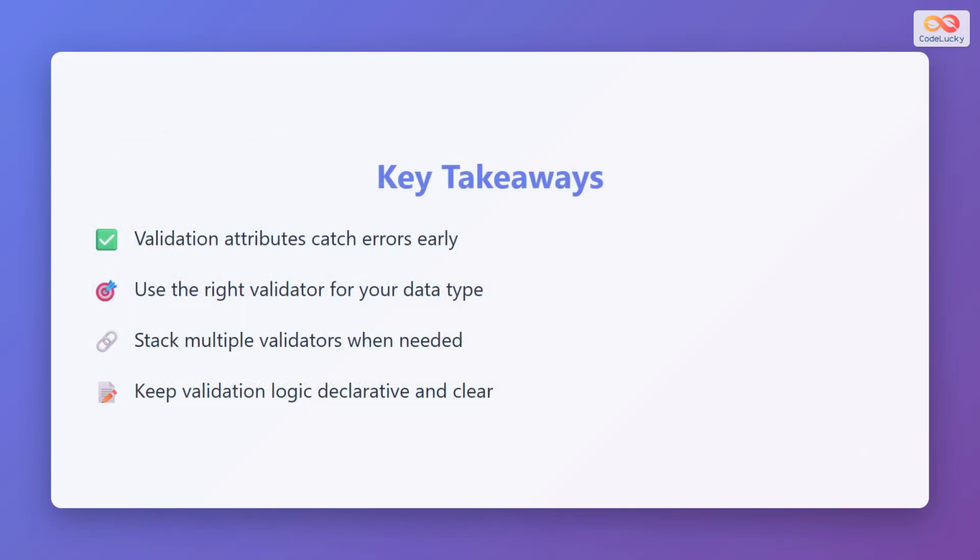Let's review the key concepts about parameter validation. First, validation attributes catch errors early, before your function logic executes, making your code more reliable and easier to debug. Second, choose the right validator for your data type and requirements, whether that's ValidateRange for numbers, ValidatePattern for formatted strings, or ValidateSet for predefined options. Third, don't hesitate to stack multiple validators when you need comprehensive validation rules. Finally, keep your validation logic declarative and clear by using these built-in attributes rather than writing manual checks inside your function body. Mastering parameter validation is essential for writing professional PowerShell functions.